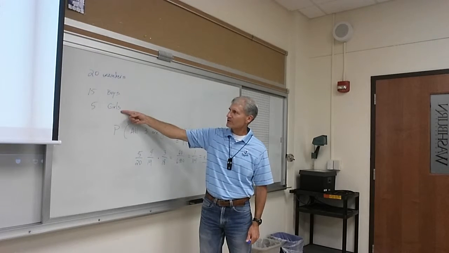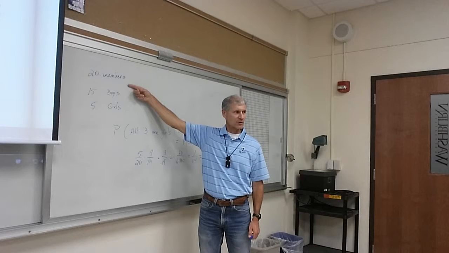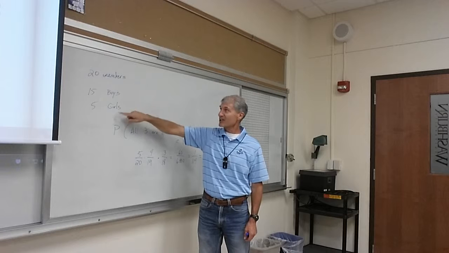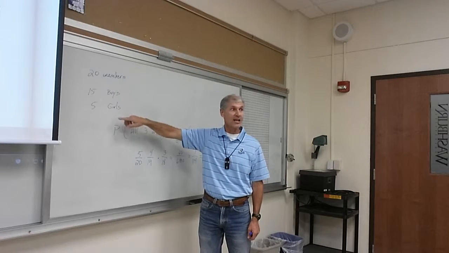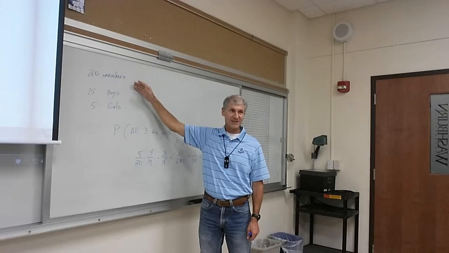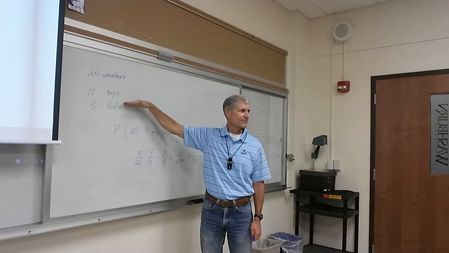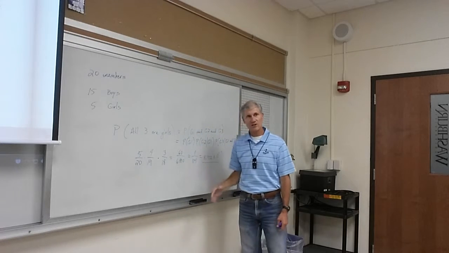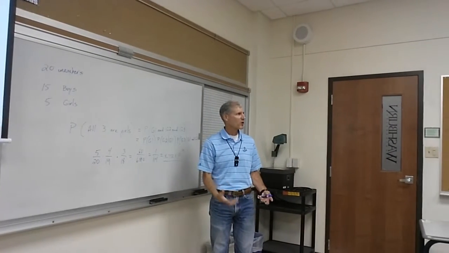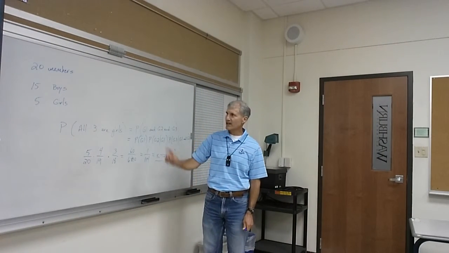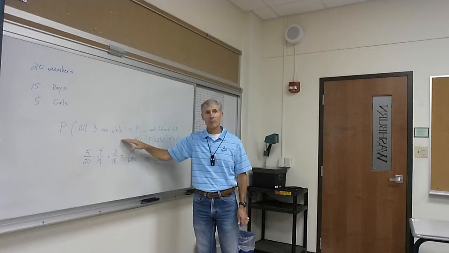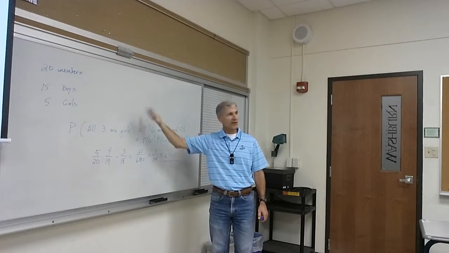There's only 5 girls out of 20. So what's the chance that all 3 randomly chosen are going to be girls? That means I got to get 3 out of those 5 girls and none of the boys. That's probably not very likely because there's 15 boys. Right? So when you get a small answer, you think, oh yeah, that's what I expected. I expect a small number. If I ask probability of all 3 are boys, that's going to be a fairly big probability.